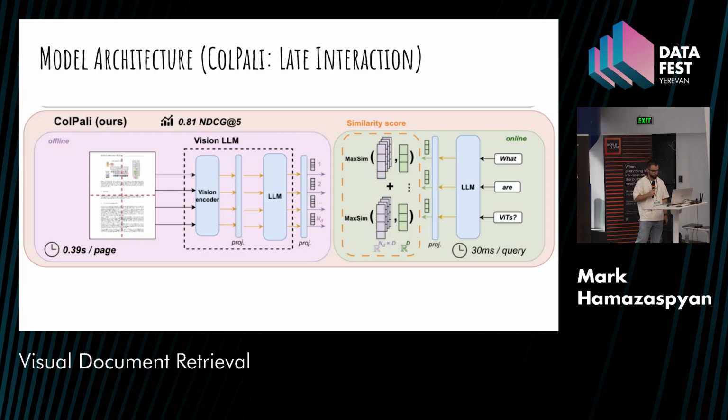Okay, and ColPali has integrated this part into their model. So these are the document embeddings, these are the query token embeddings, and the maximum operation is happening there.